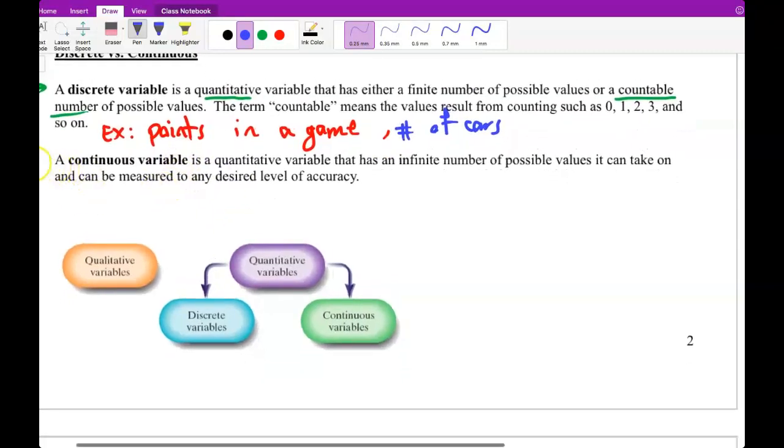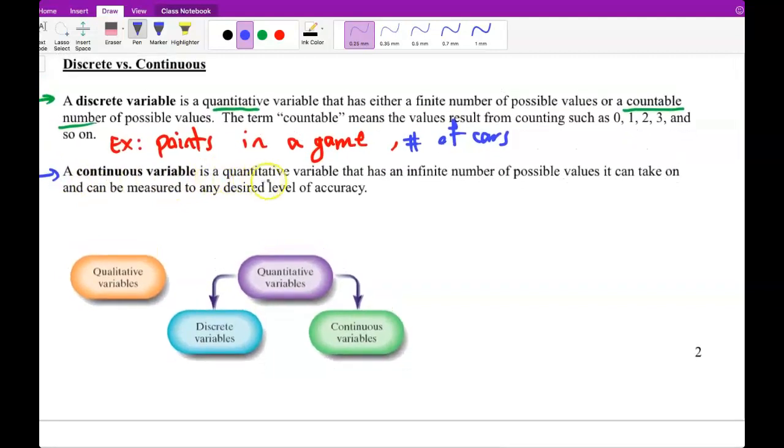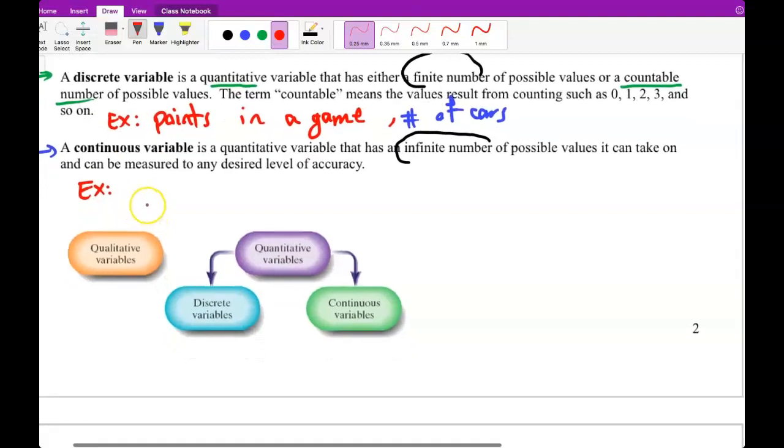The next one is continuous variable, a quantitative variable that has infinite possible values. So the difference between these two is that here we have a finite number, but here we have an infinite number of possible values we can take, and it can be measured to any desired level of accuracy. Example. So we're able to count, but the number is infinite.